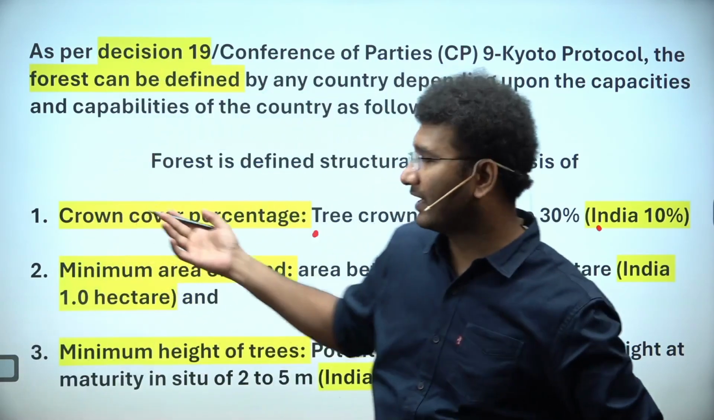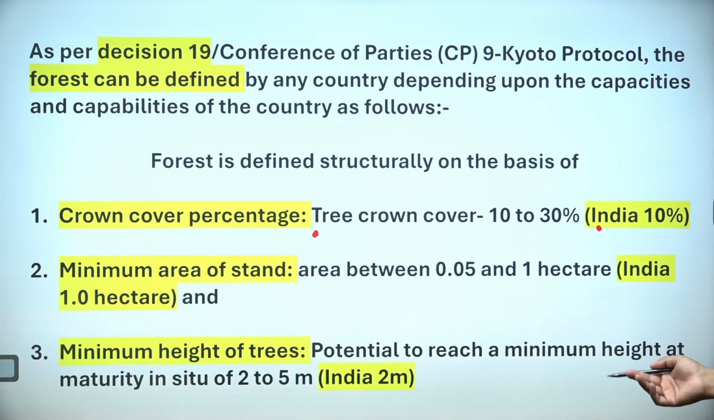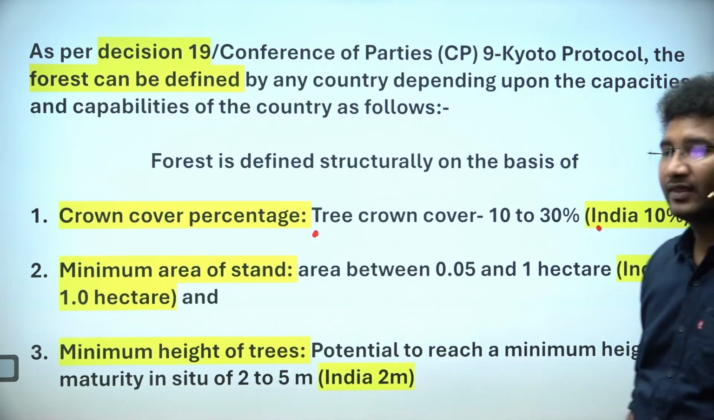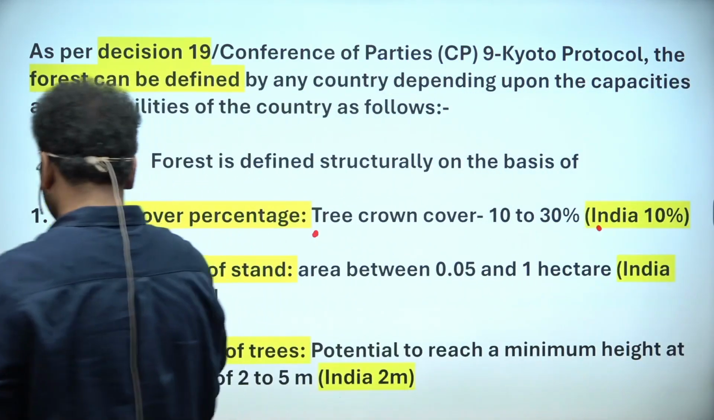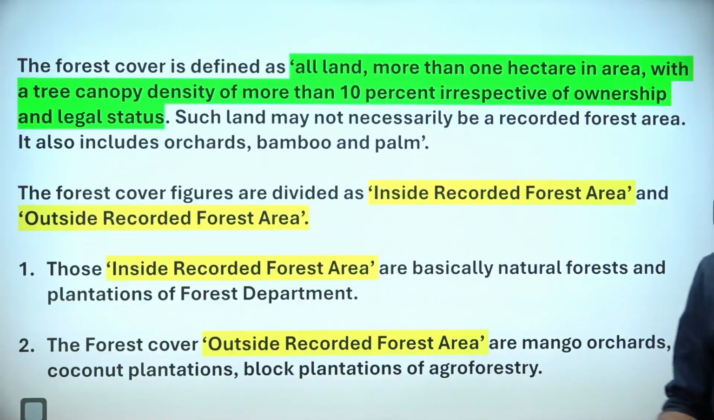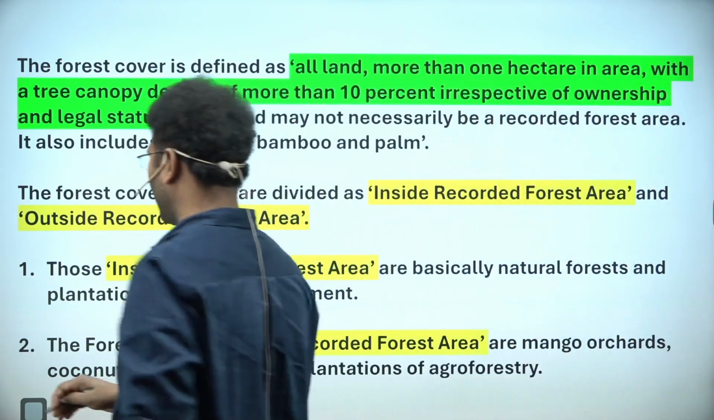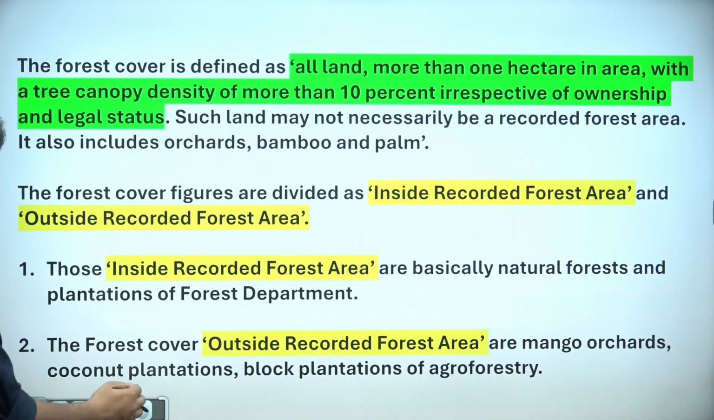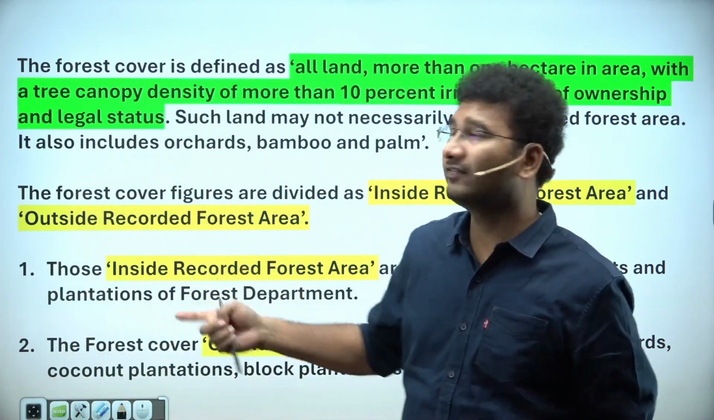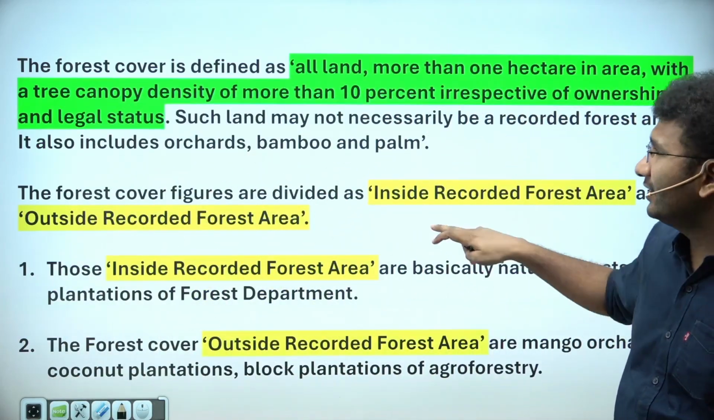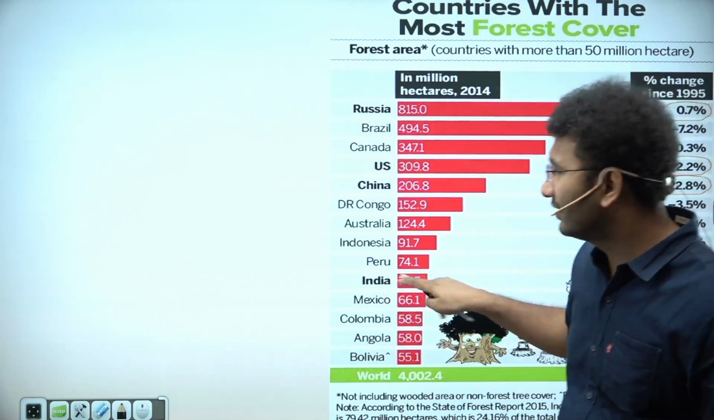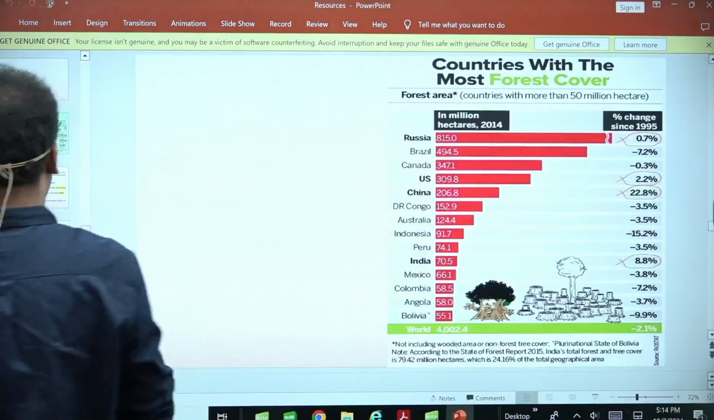Likewise, the third parameter was the minimum height of the tree. Potential to reach a minimum height at maturity in situ of 2 to 5 meters. It means when do you call a particular plant a tree? For that you need to know. Look here, these are the 3 points which are given by who? It is given by the COP. What is this COP? Conference of Parties.